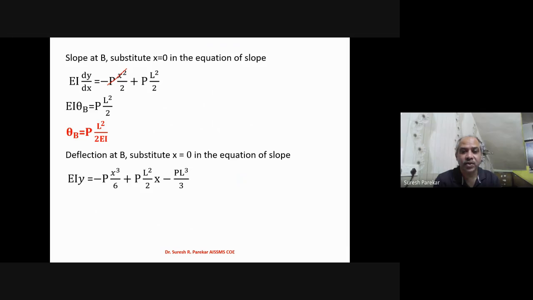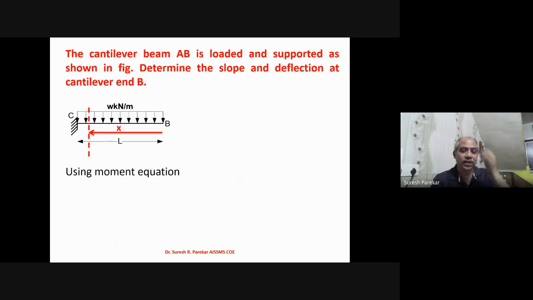Deflection at B, we have to substitute 0. This was my equation of slope. Now for deflection, this term is 0 because x is 0, and we get the value as minus PL cube upon 3EI. Minus shows it is in the downward direction. Now if I go with UDL, I will go a little bit faster over here.